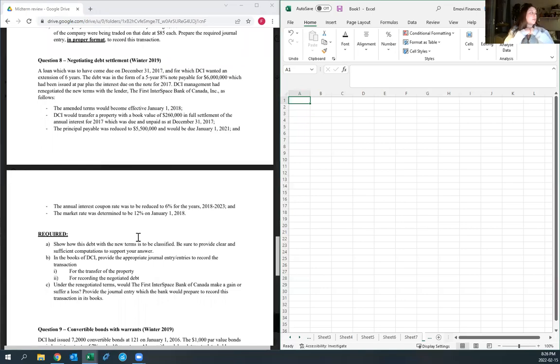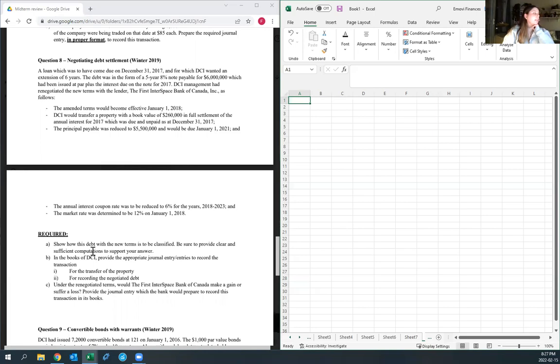The amended terms would become effective January 1st, 2018. DCI would transfer property with a book value of $260,000 in full settlement of the annual interest for 2017, which was due and unpaid as of December 31st, 2017. The principal payable was reduced to $5.5 million and will be due January 1st, 2021. And the annual interest coupon rate was to be reduced to 6% for the years 2018 to 2023. The market rate was determined to be 12% on January 1st, 2018.